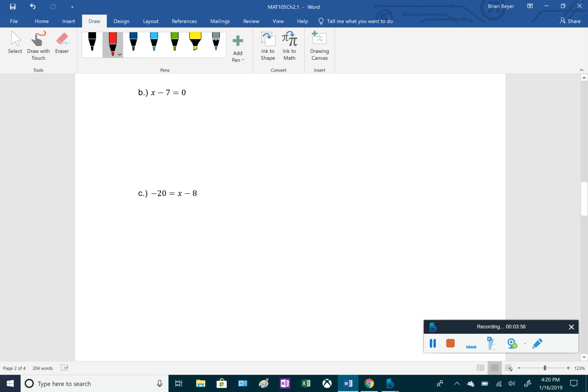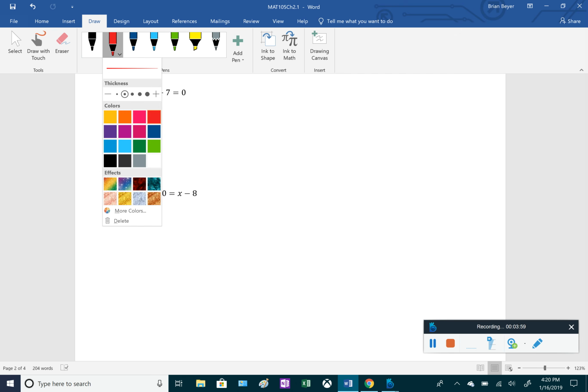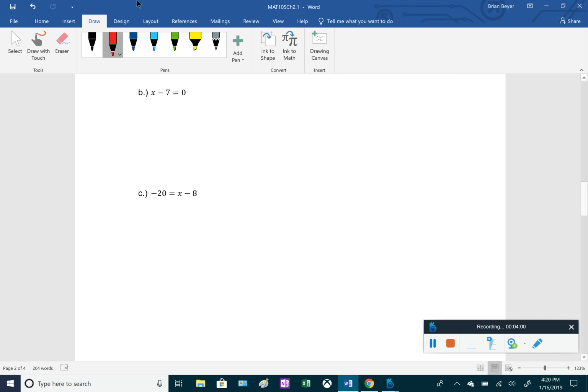Okay, for the next one, x minus 7 equals 0. For this one, we want to say what minus 7 equals 0. Once again, we want to generate an equivalent equation. We need to do this by adding 7 to both sides. That will cancel it over here, which gives us x by itself, which is what we want. 0 plus 7 on the right side is 7.